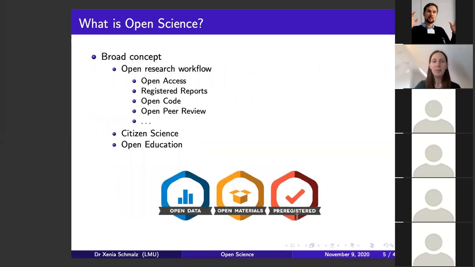So open science is a very broad concept. I think in this audience, everybody has thought a lot about what is open science, what does it mean for them? And probably if I asked each and every one of you, I would get a different answer from every single person. So there are many different aspects. It's often said that open science is an umbrella term. What I will focus on today is this open research workflow, just because that's the topic of the workshop. But of course, there are other aspects, things like citizen science and open education.